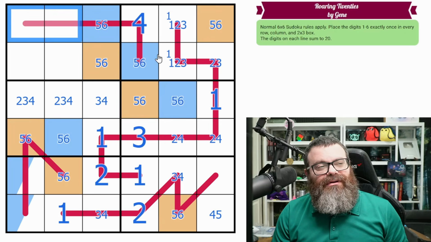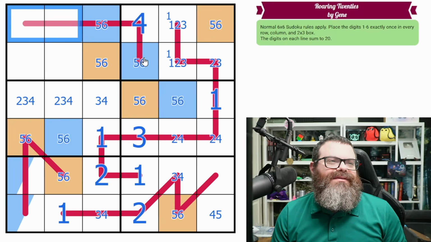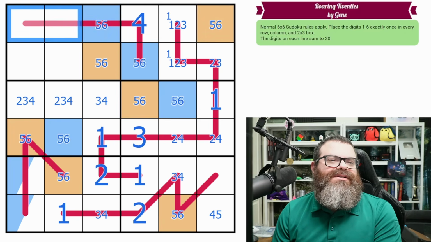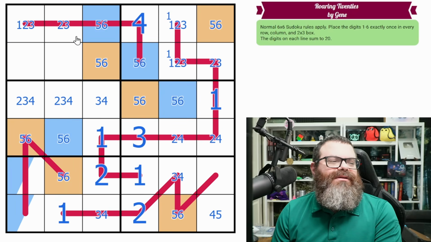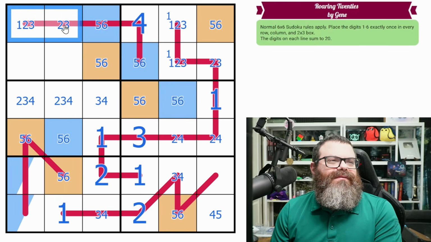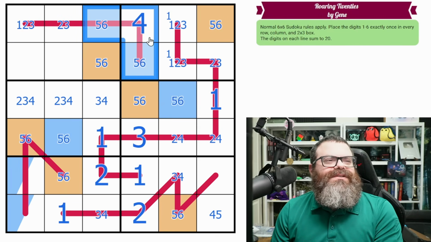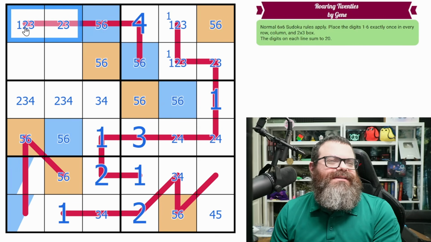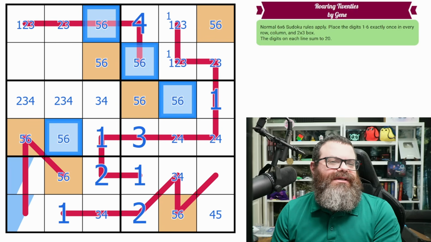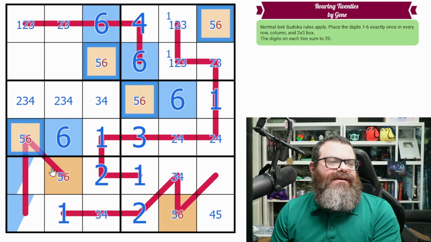Not 2, 4, not 1, 5. I don't think they can add to 6. We have 4, 5, and 6 here. This is only from 1, 2, 3. It's not a 1. Let me double check that. So if this was 5 and 5, that's 10. We know they're the same digit. 10 plus 4 is 14. These would need to add to 6, and they can't. So blue is 6, and orange is 5.